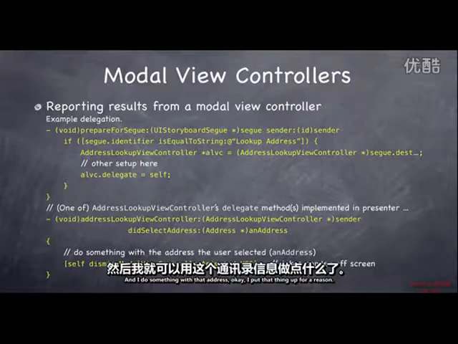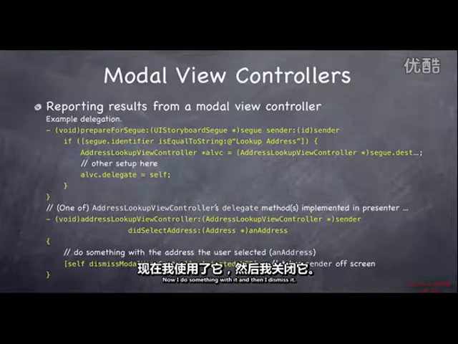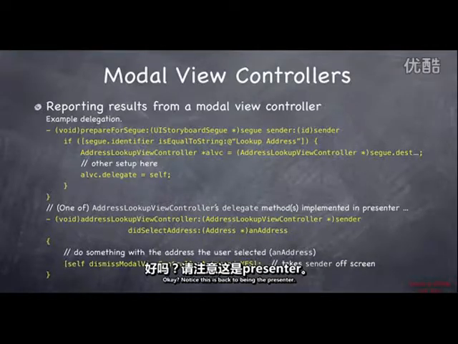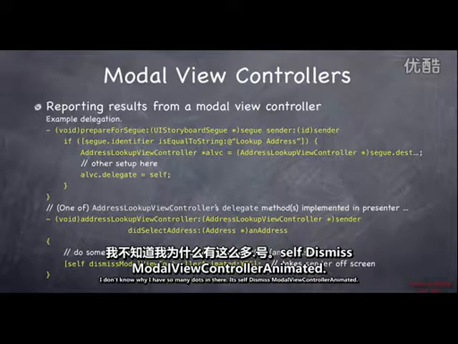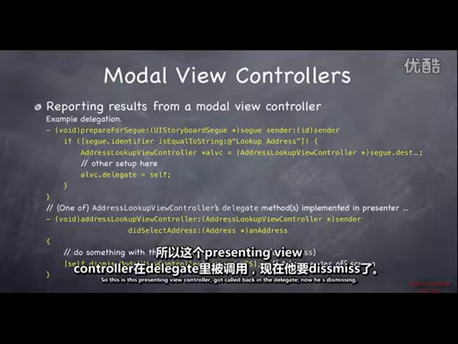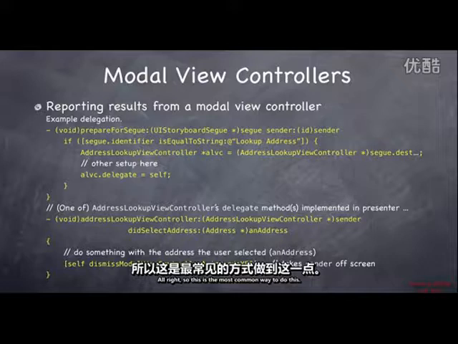Okay, I put that thing up for a reason. Now I do something with it. And then I dismiss it. Okay? This is where the dismiss happens if it's not the cancel case. Notice this is back to being the presenter. I don't know why I have so many dots in there. It's self dismiss modal view controller animated. Okay? This is where I dismiss this. Does that make sense? So this is this presenting view controller. Got called back in the delegate. Now he's dismissing. All right? So this is the most common way to do this.